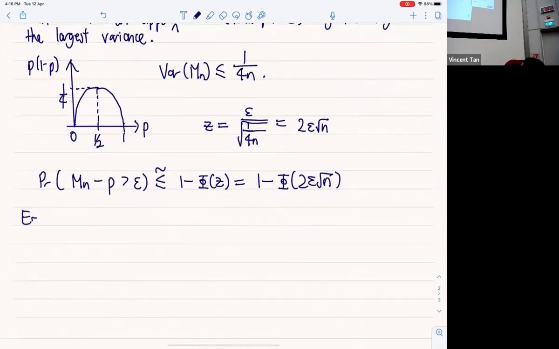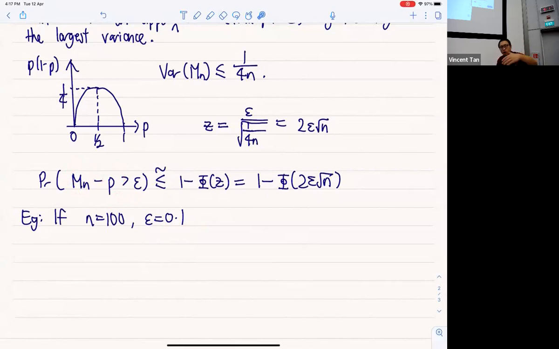So for example, if we have 100 voters and our error tolerance is 0.1, we only want to come within 0.1 of the actual fraction of people who love Donald Trump. We have 100 people. Now, what is the probability that the fraction of those 100 people who voted for Donald Trump is within 0.1 of the true fraction of people that like Donald Trump? Say 40% of people like Donald Trump.